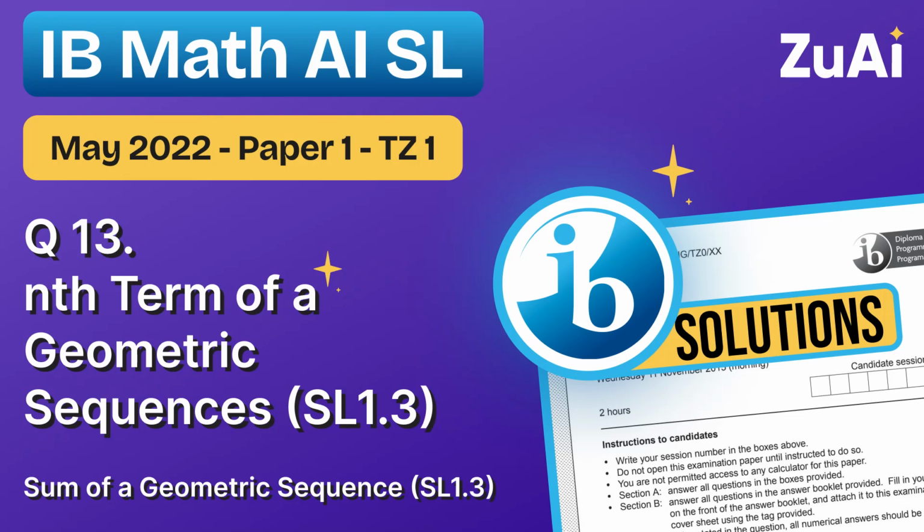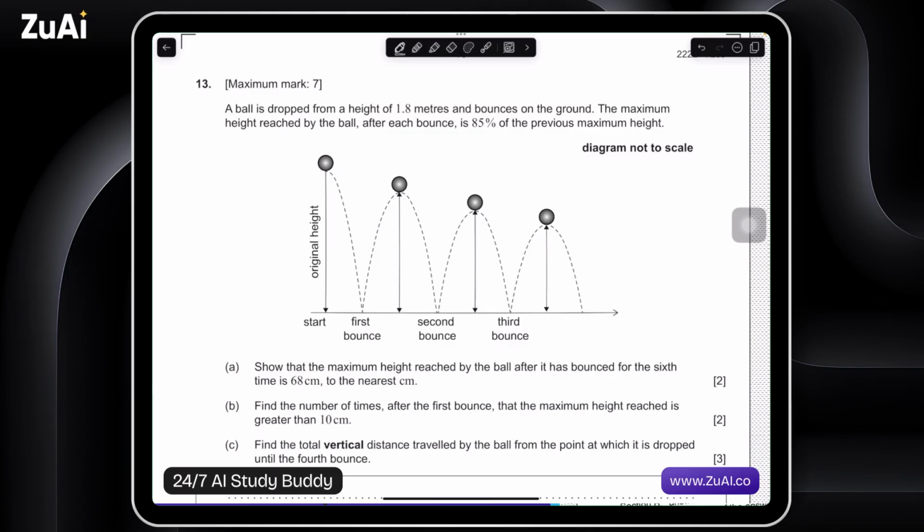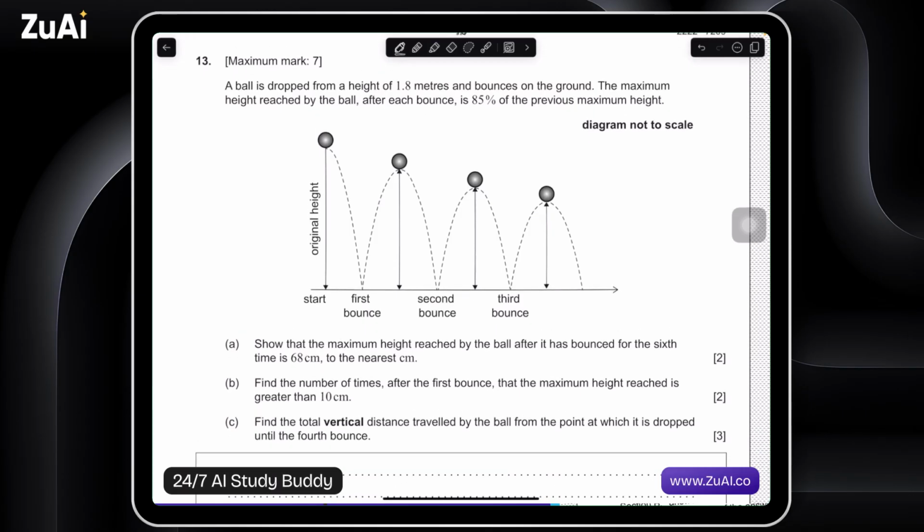Hello everybody, welcome. This is paper 1 from May 2022, and this is time zone 1. So I think this is actually quite a challenging paper. Last question, 13 mark question here.